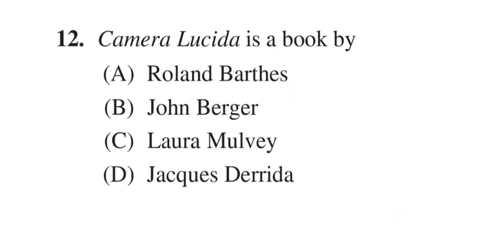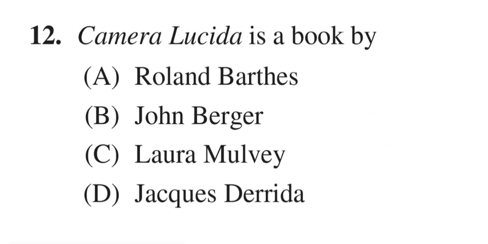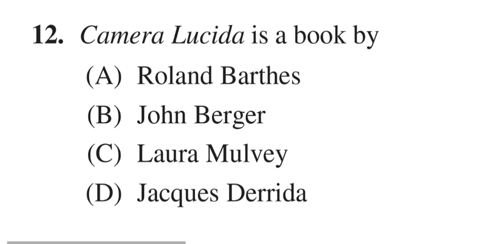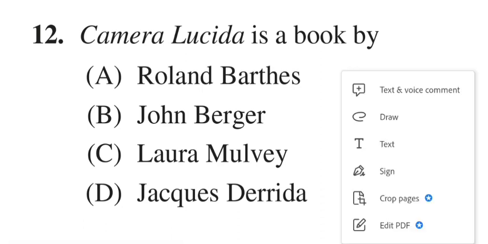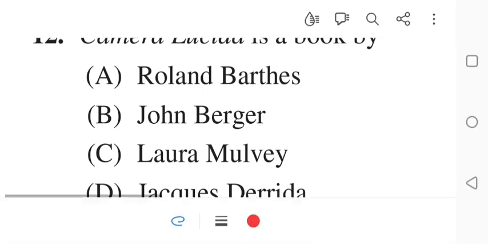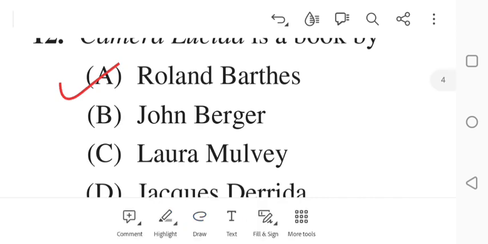Number 12, it says, Camera Lucida, it is a book by whom? Roland Barthes, John Berger, Laura Mulvey, Jacques Derrida. Number A is the correct answer, Roland Barthes. So that's why I'm saying you must know about Roland Barthes. You have to know.